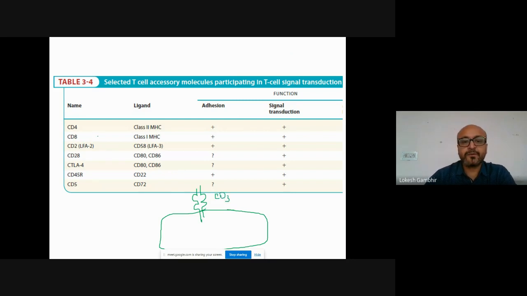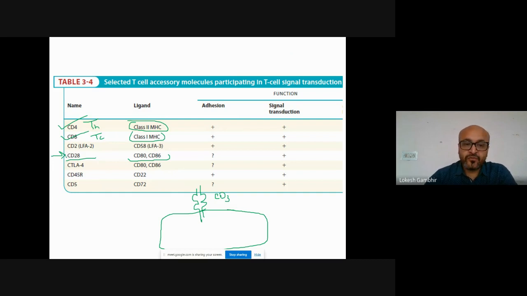What apart from this? We have a CD4 molecule that will be binding to class 2. We have CD8 that will be binding to class 1. This is in T helper cells. This is in cytotoxic T cells. Apart from this, we have a very effective co-stimulatory pathway, that is CD28 and CD80/86. What are CD80/86 and CTLA4 that we'll be discussing in the subsequent slides?